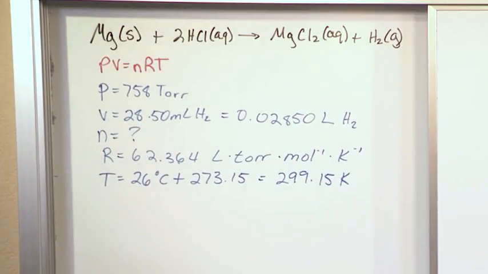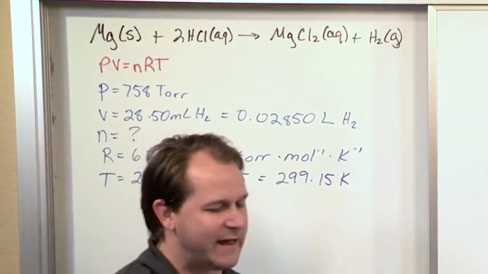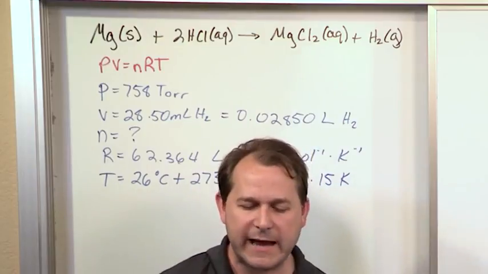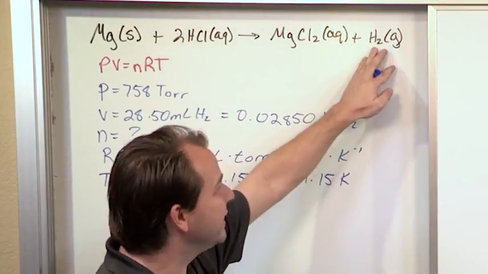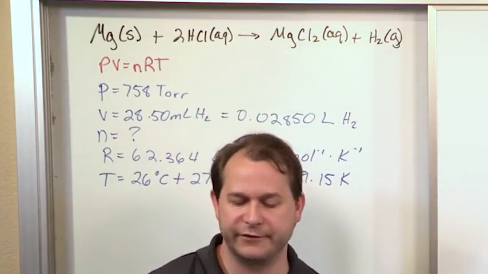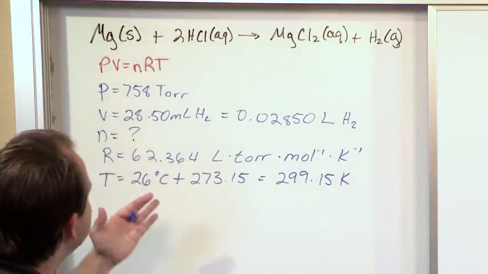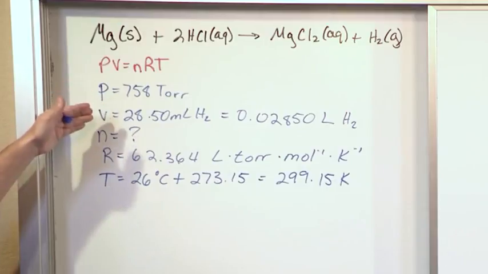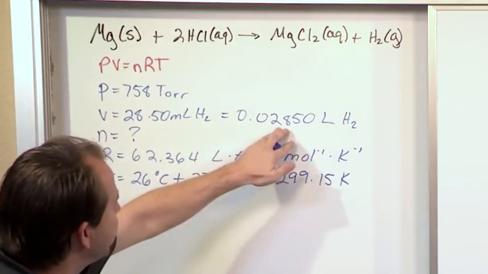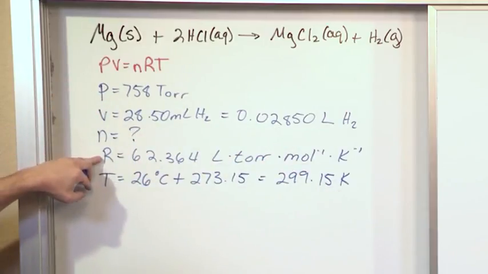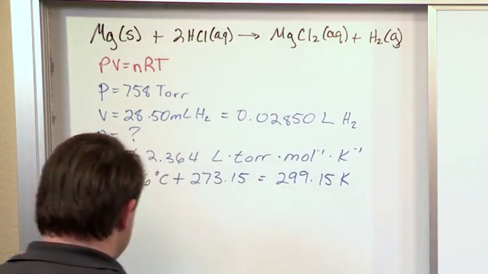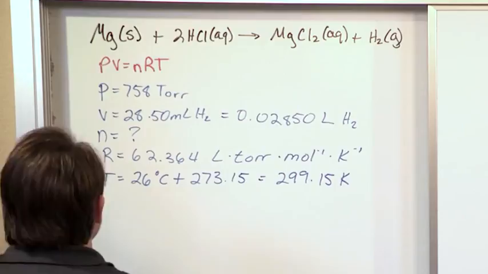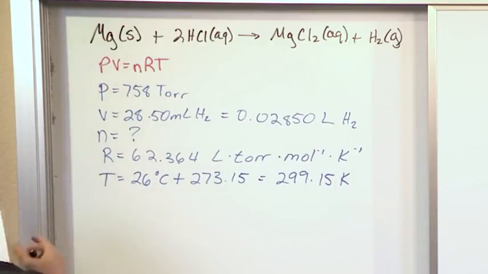So you see what happens here. All the problem said is how many milligrams of magnesium need to react with excess hydrochloric acid to produce 28.50 milliliters of product hydrogen gas. But we know that all of this happens at a known pressure. This is how much volume of the product that we're getting. We know the gas constant, we know the temperature. So let's find out how many moles this actually corresponds to. We'll plug it into PV is equal to nRT.